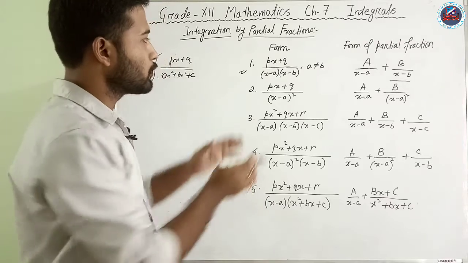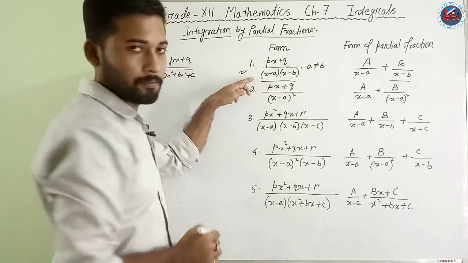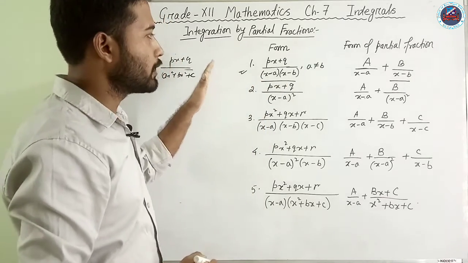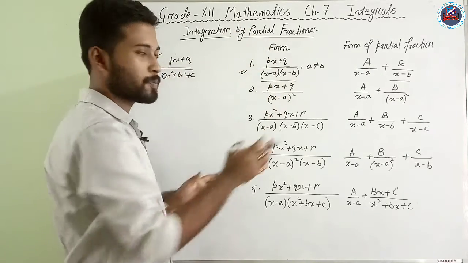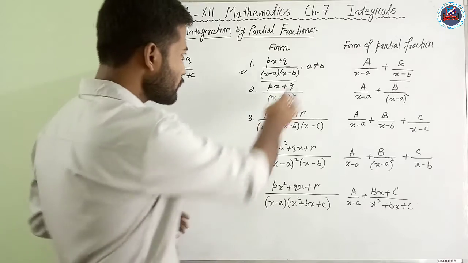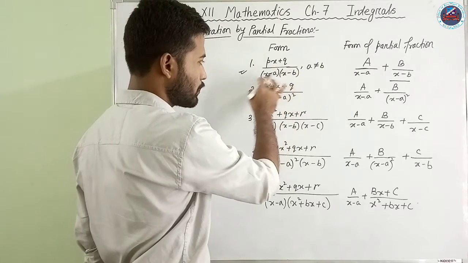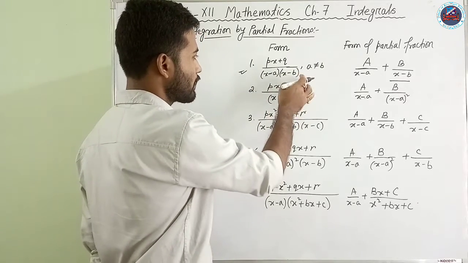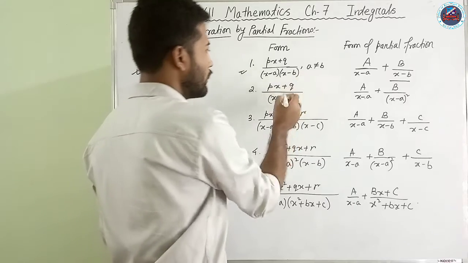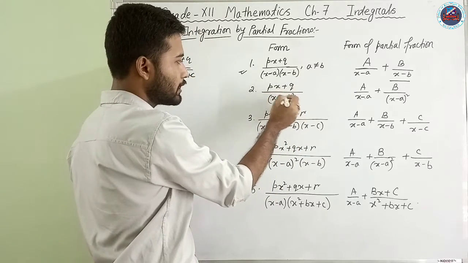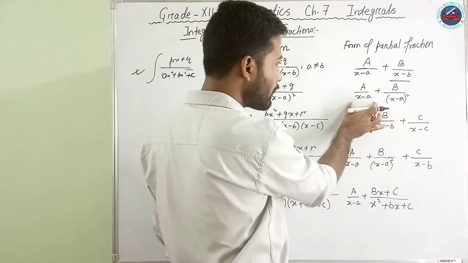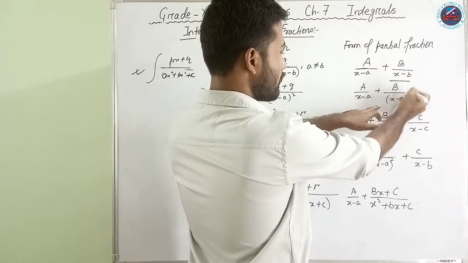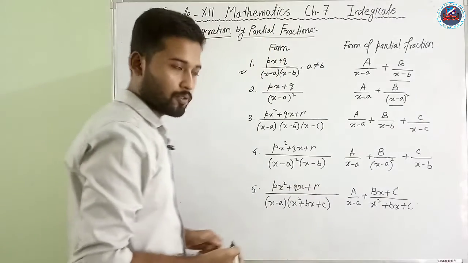So our aim will be to focus on the denominator. We shall not see what is in the numerator. The only thing is that we have to check whether it is proper or improper. Since here it is a proper rational function, it's fine. The second case: if the denominator is (x minus a) whole square, in that case what to do? A by x minus a, and the next B by (x minus a) whole square.